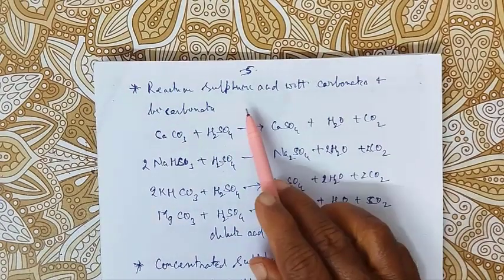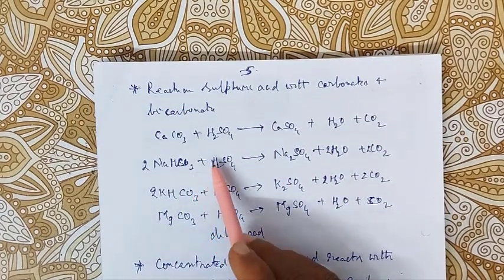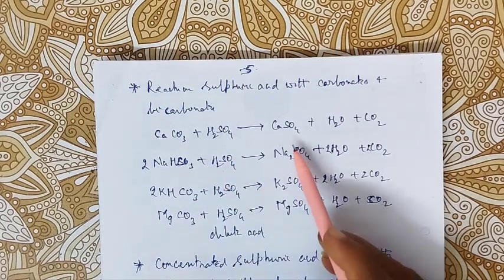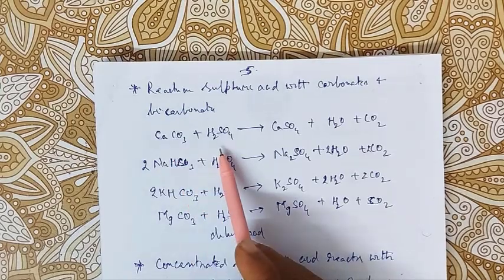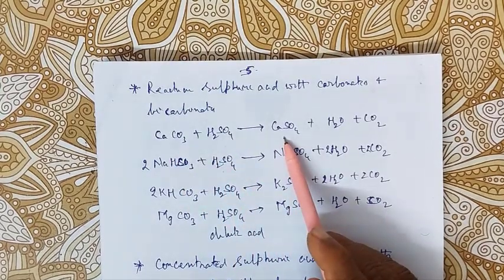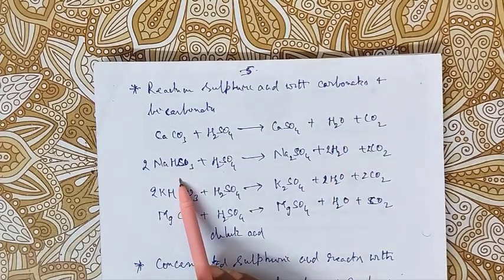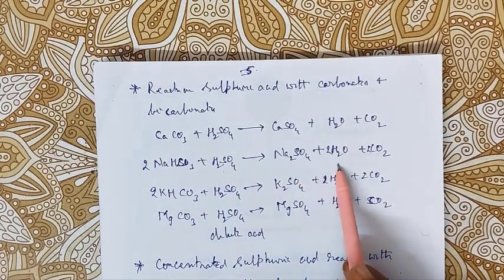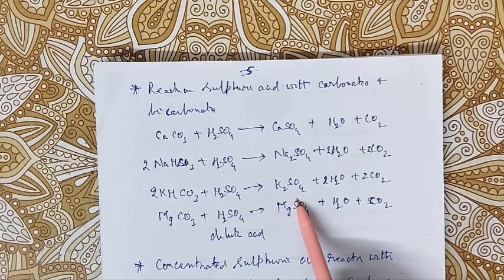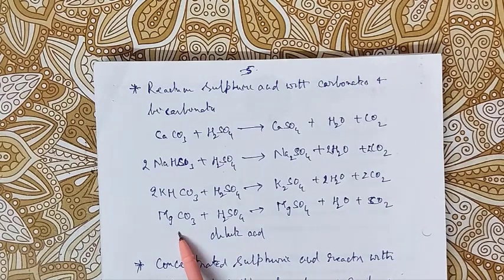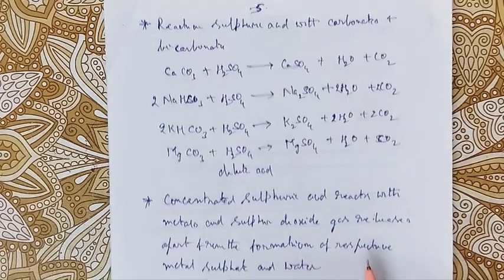Reaction of sulfuric acid with carbonates and bicarbonates. When carbonates and bicarbonates react with dilute sulfuric acid, we get the respective sulfate, water and carbon dioxide. When calcium carbonate reacts with dilute sulfuric acid, we get calcium sulfate, water and carbon dioxide. In the same manner, sodium hydrogen carbonate, that is sodium bicarbonate, gives sodium sulfate, water and carbon dioxide. Potassium bicarbonate reacts with sulfuric acid to form potassium sulfate, water and carbon dioxide. Similarly, magnesium carbonate reacts with dilute acid to give magnesium sulfate, water and carbon dioxide.